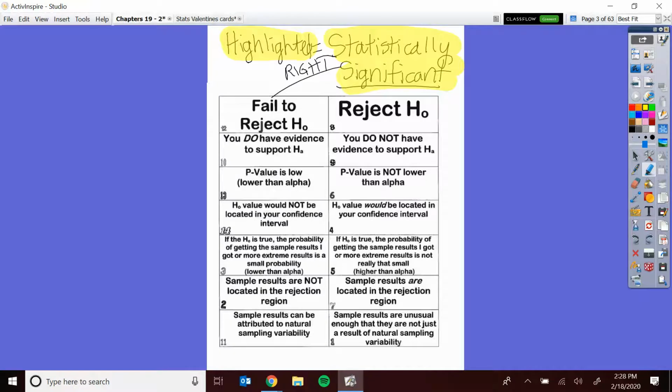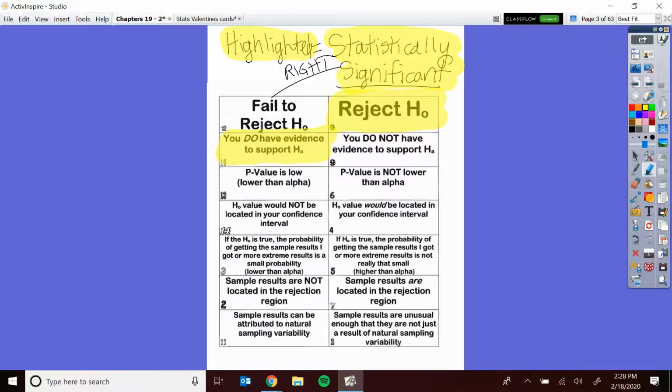If you have something that is statistically significant, would you fail to reject or reject? Yeah, it's unusual. If it's statistically significant, you're saying, holy moly, that is crazy, we're going to reject the null. Now, if we reject the null hypothesis, do we have evidence to support HA or do we not have evidence to support HA? We do, yes. If we reject H0, we're going for HA. So this number 10 should be on the right.